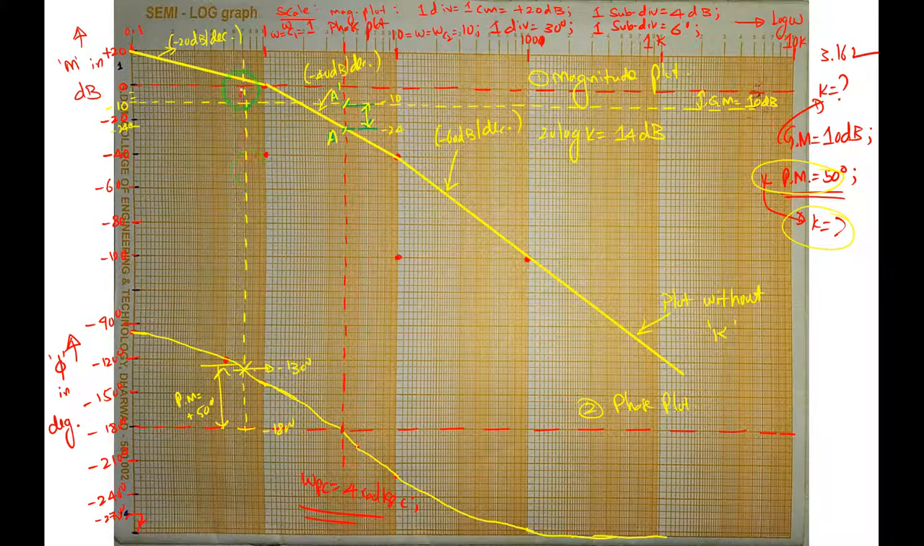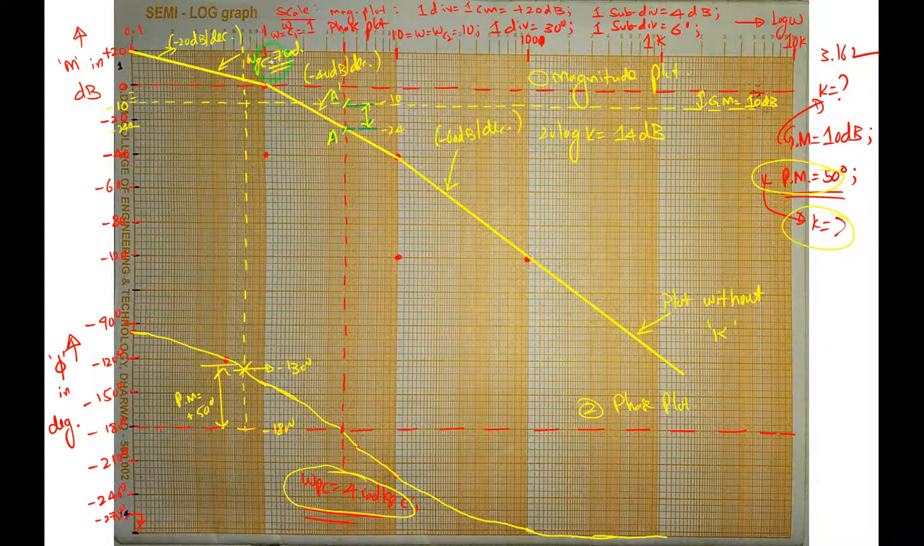It is intersecting, and 0 dB is the reference line. The phase margin is 50 degrees. I am extending it so that it will give me omega gc. What is omega gc? Here I am getting 7 radians per second, and omega pc is 4 radians per second. If anybody gets other values, tell me and I will write it here.